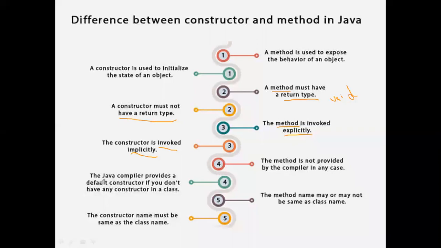Next one. Java compiler provides a default constructor if you don't have any constructor in a class. I will explain this point in the next slide. So here, see the main differences. Constructors do not have a return type, methods will have a return type. Constructors will be executed automatically, methods will be executed manually. We have to execute the methods. And the last one, the constructor name must be the same as the class name, and the method name may or may not be the same as the class name, right? These three are the main differences. Let us go to the next slide.